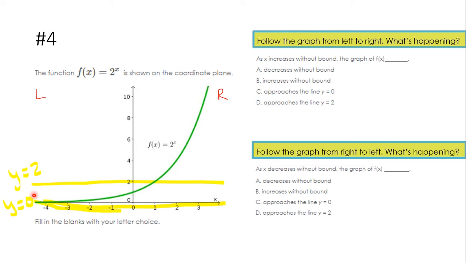Is it decreasing without bound? Is it increasing without bound? Or is it approaching the line y equals 0? Or is it approaching the line y equals 2? So look here as I'm decreasing. Hopefully you can kind of follow that red dot. So I'm decreasing, what is happening? And then you go ahead and fill in your answer choices.